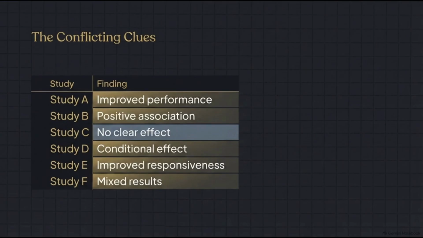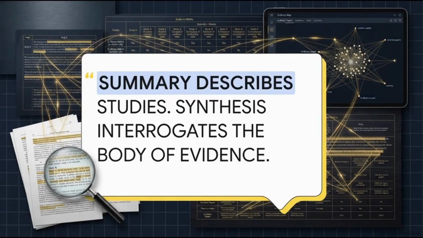Now, if you just skimmed these surface-level results, you might throw your hands up in defeat. Or worse, you might think, well, 4 out of 6 lean positive, so it must work, right? No way. That is a massive trap. That is merely counting studies, not synthesizing evidence. And that brings us to this massive, flashing neon rule of research.